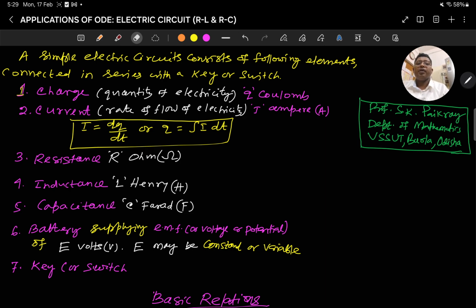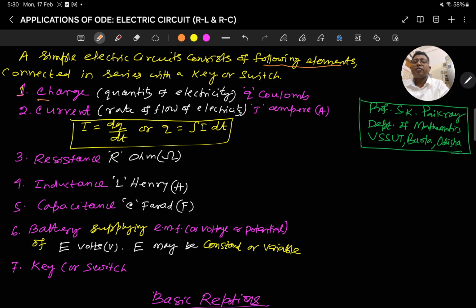Hello everyone. In this lecture I shall discuss electric circuits. Basically, since we are concentrating on first order differential equations, here I will discuss the RL circuit and RC circuit. Okay. So now, a simple electric circuit consists of the following elements.